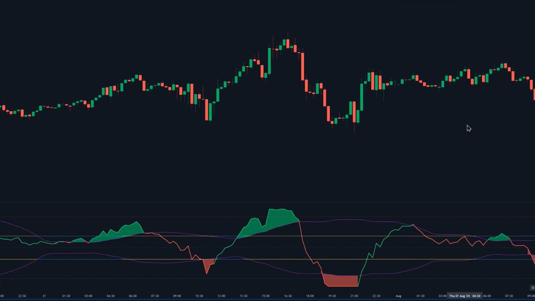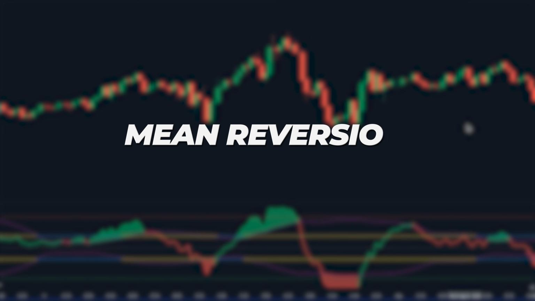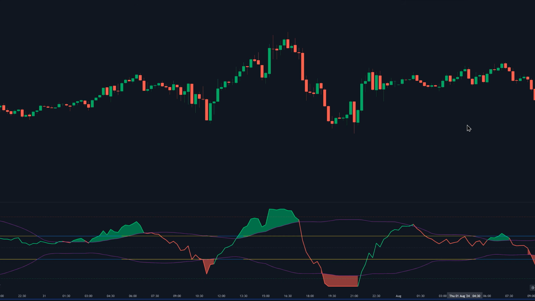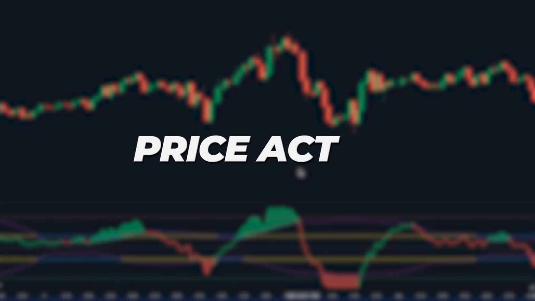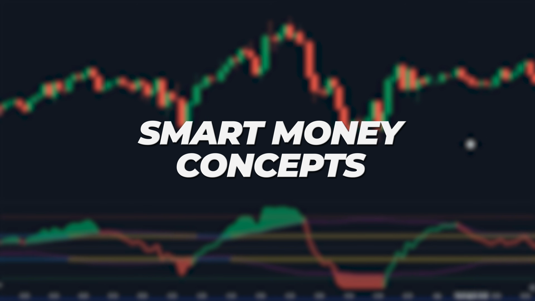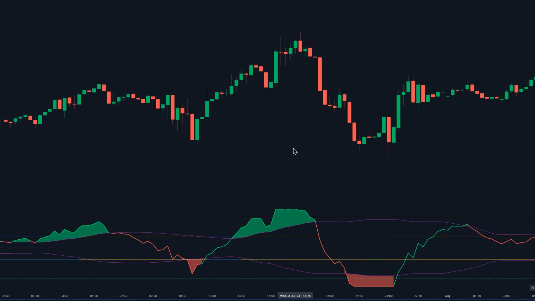This, ladies and gentlemen, is the basis of the mean reversion strategy. You identify an overextended market by having the ALMA go beyond these upper and lower thresholds. And then you add extra confluences from price action or smart money concepts or even from other indicators. And then you take your trades.